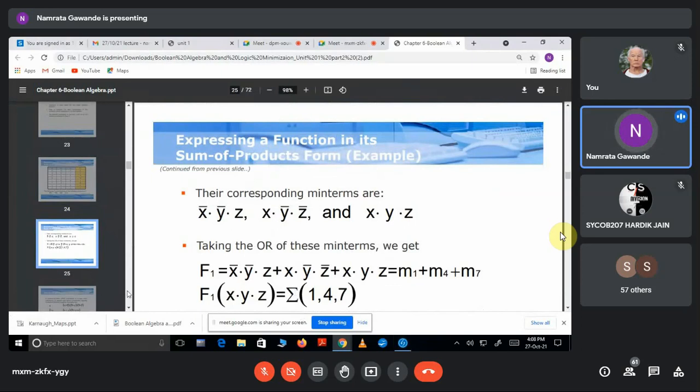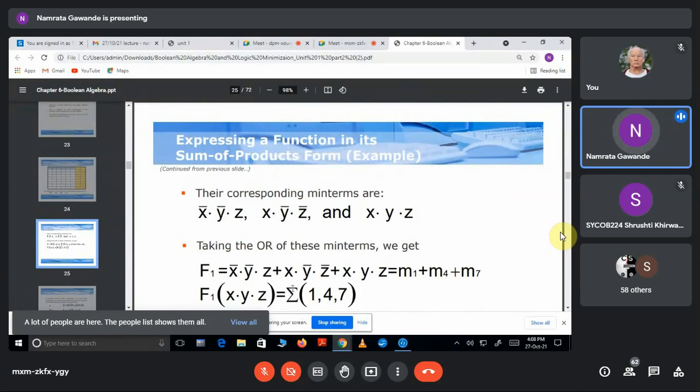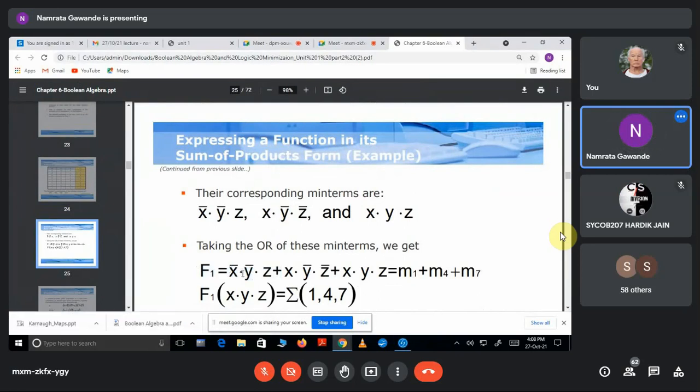Based on this concept, we are going to see what POS is. SOP is nothing but a group of product terms. You can see in the final expression: x bar dot y bar dot z plus x dot y bar dot z plus x dot y dot z. Each of these is a product, so this is a group of product terms, and those product terms are ORed together. ORed means we take the summation of those product terms. So this is the SOP form.